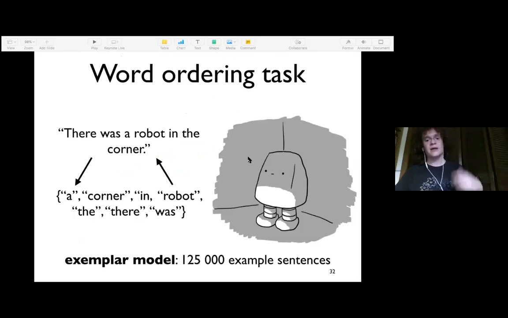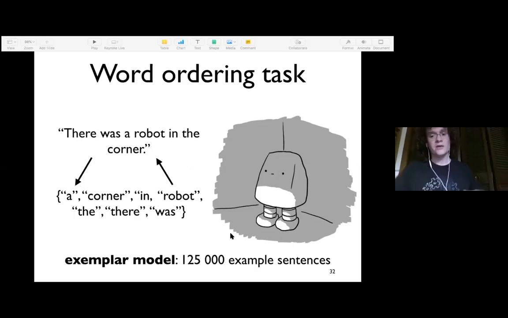All right, so let's look at a grammatical task. The grammatical task is going to be ordering words into grammatical sentences. So I give my model a set of words, which could be, let's say, a corner in robot, there was. And the model has to figure out how to arrange those words into a grammatical sentence. And so let's say there was a robot in the corner is a grammatical arrangement of those words.